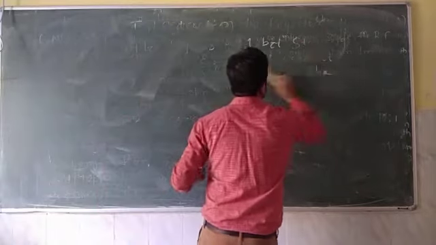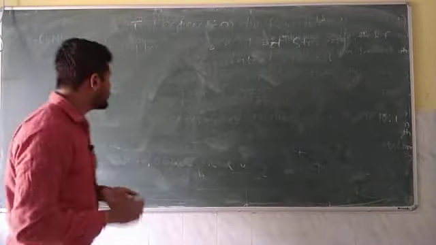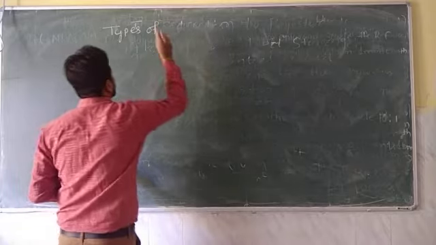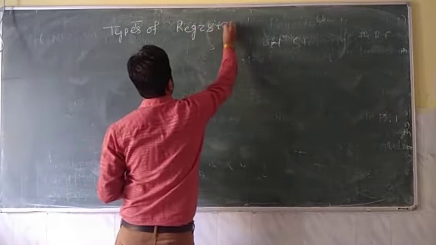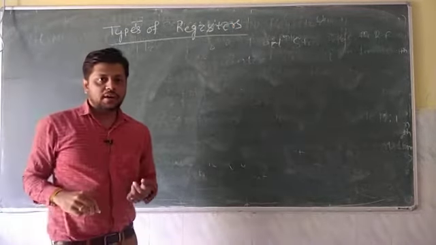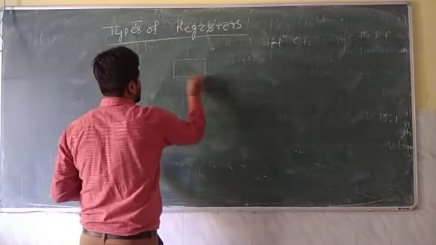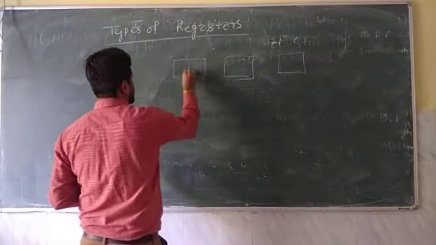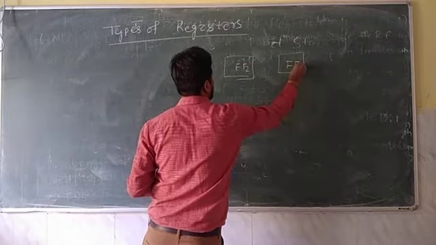Now we will study the classification of registers, or types of registers. Depending on how, for example, first you need to understand this. Suppose these are 3 flip flops. This is flip flop number 1, flip flop 2, and this is your flip flop 3.